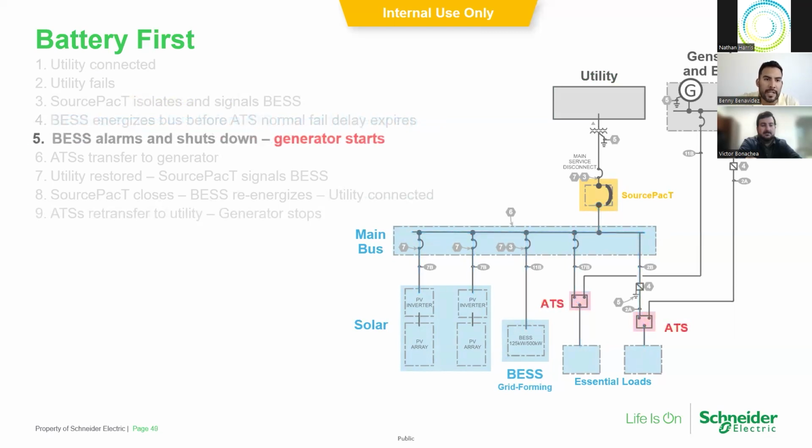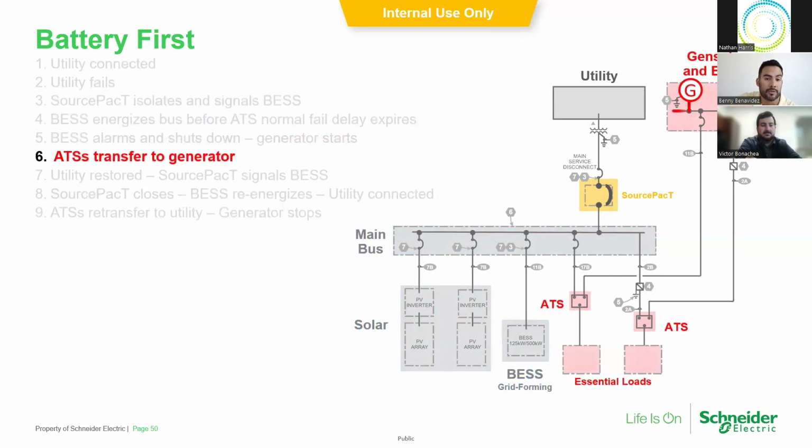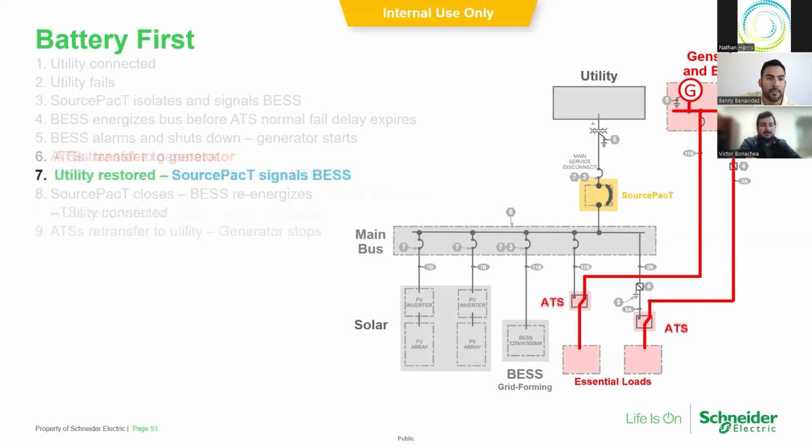Now, let's just say the battery hits a low battery alarm. The outage lasts longer than 3 to 4 hours. At that point, the ATS will detect that utility's been lost. It will send a signal to the generator to start up. The ATSs will transfer that load, power to those essential loads. And then when utility's restored, source pack will remain isolated.